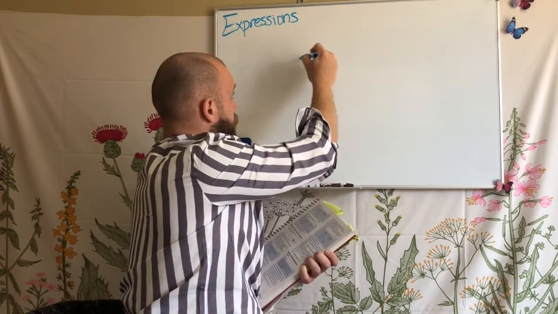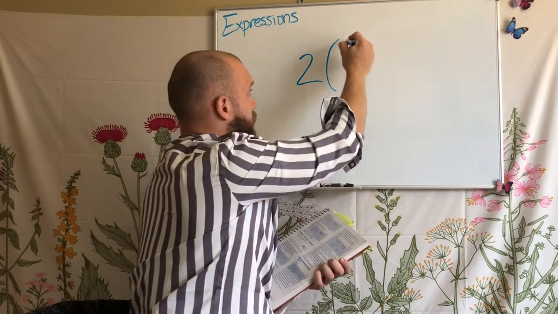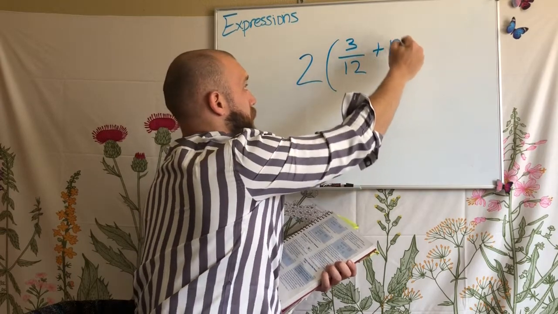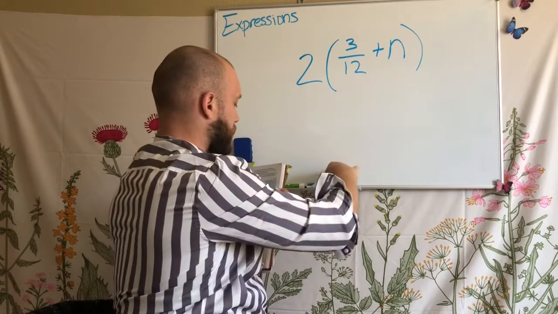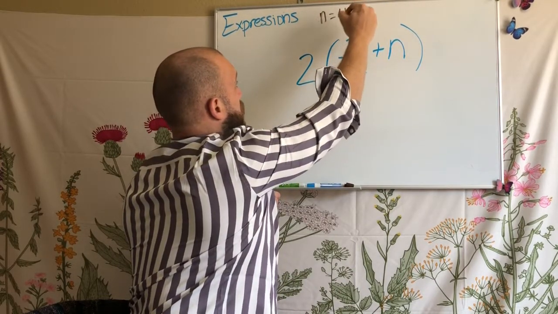Two times the quantity 3/12 plus n. Tricky, we're throwing in fractions on you already. But what does it tell us? N equals 4/12.